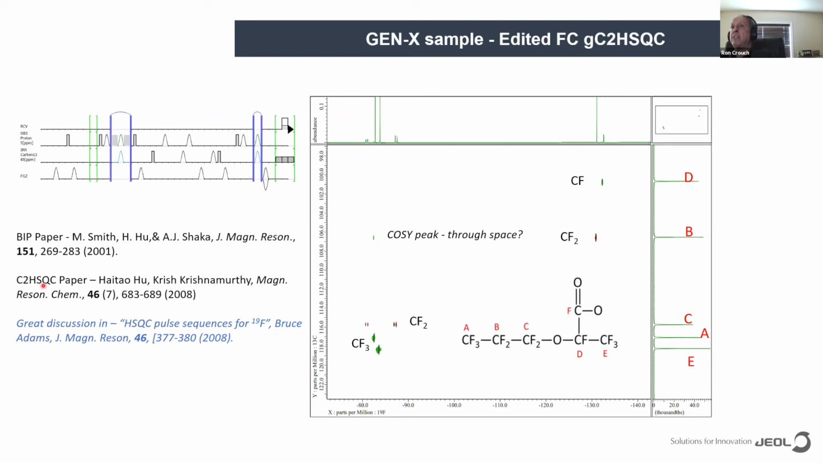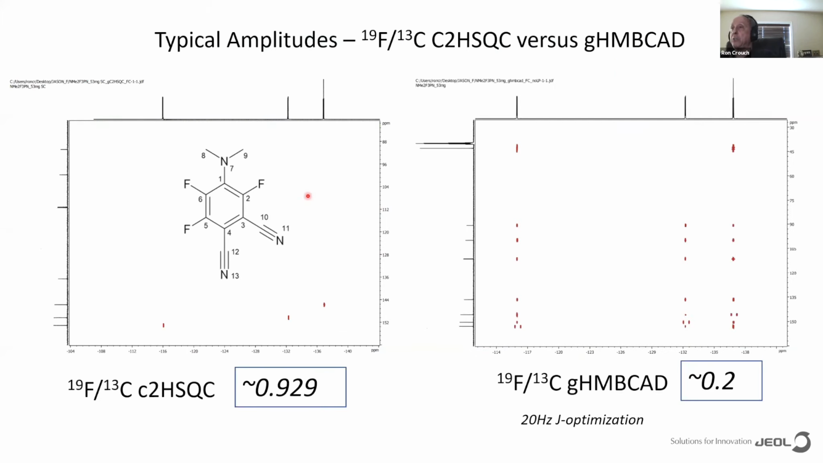In my experience, a very simple HSQC that's routine and easy to do was published by Haitu and Krish, and it's a C2. So we use double BIP refocusing in the INEPT periods and then the BIPs here to get rid of the bandwidth issues related to fluorine. And we can in fact run a nice multiplicity edited HSQC.